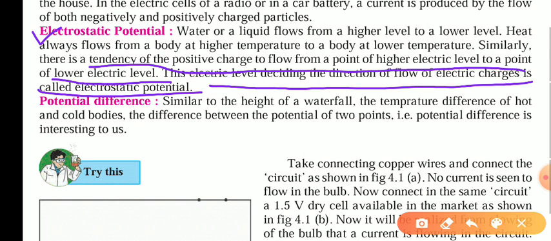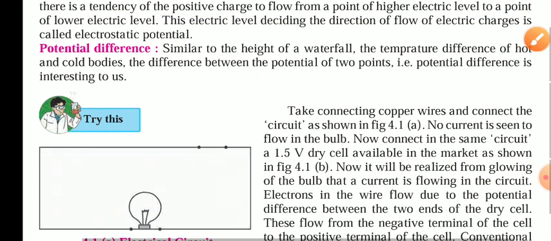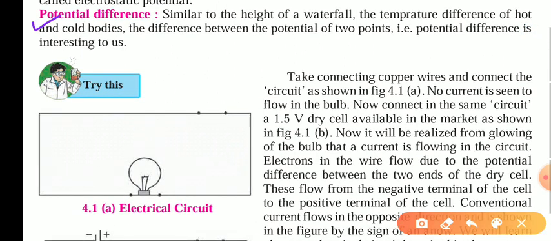Now the next term we have to discuss is the potential difference. These two different levels, the higher energy level and the lower energy level, the difference between these levels is nothing but the potential difference. In the electricity part we are discussing the difference between the potential of two points, like the height of a waterfall, or the temperature difference between a hot and a cold body. That is potential difference, which is of interest to us. They have given this in this particular sentence.